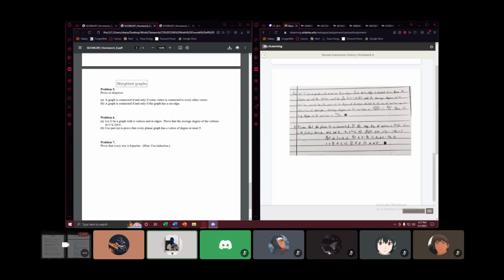For 6a, I just said a summation thing. The average degree would be 2 times E over V, which I guess is basically 2 times M over V, because E, or M, is edges and V is vertices. That's what you're supposed to do, as far as I know. But part B, I was a little confused about it. Yeah, part B, I had no idea.